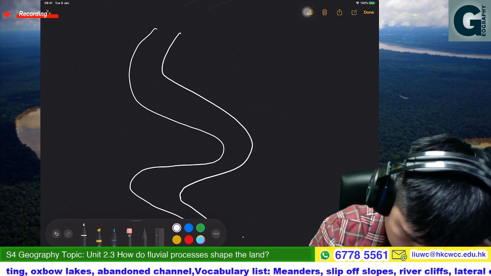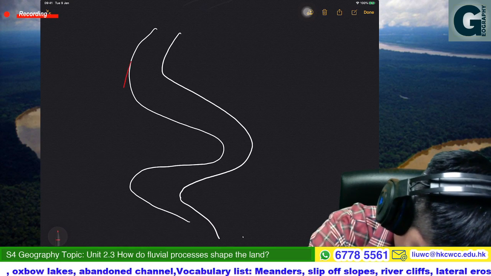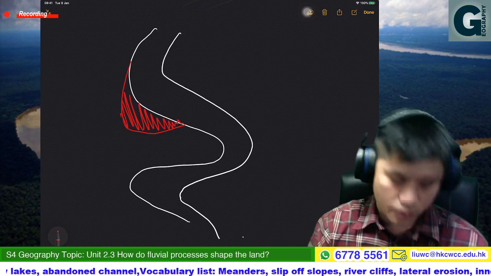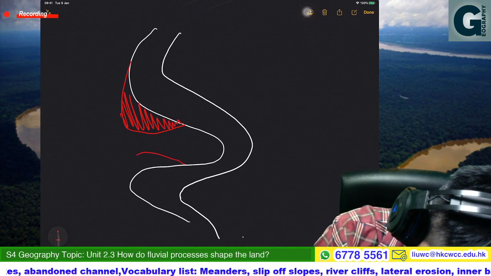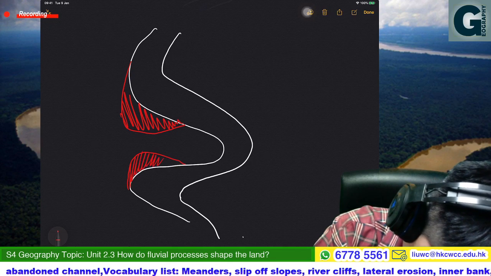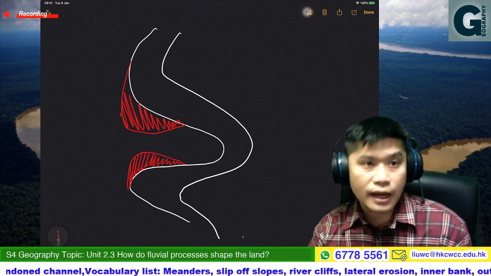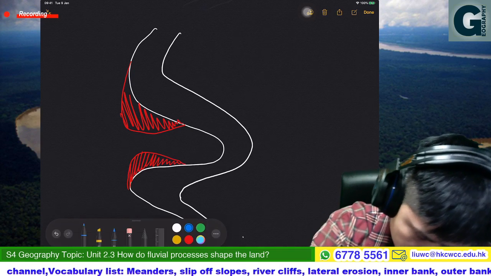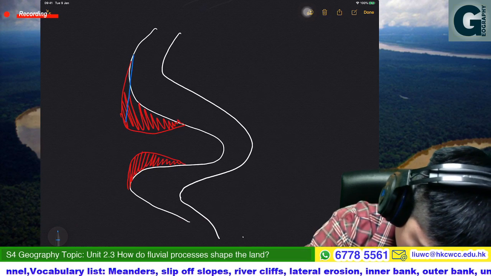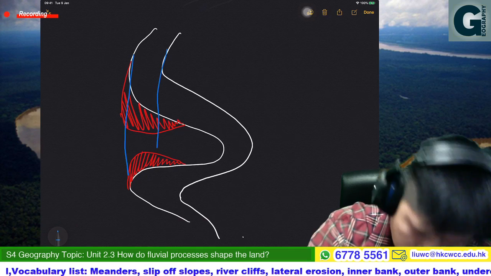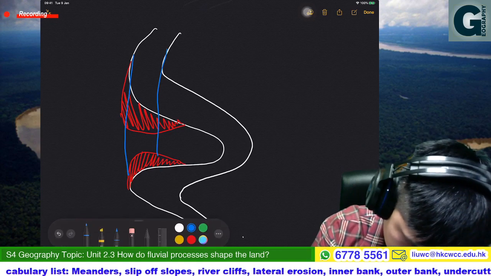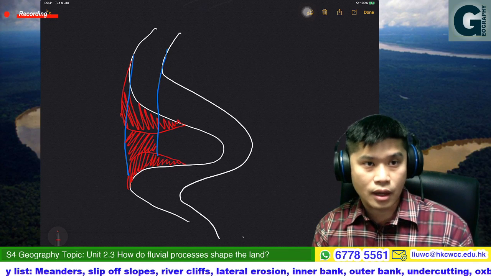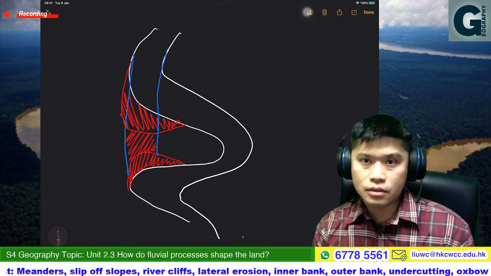So imagine that here in the outer bank, there will be erosion, and here there will be erosion. So therefore, later, the river may connect as a new one, as here may be eroded away by the river flow.